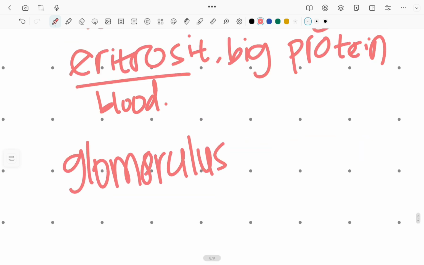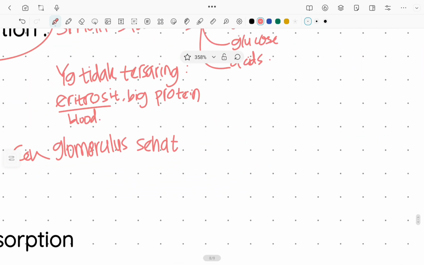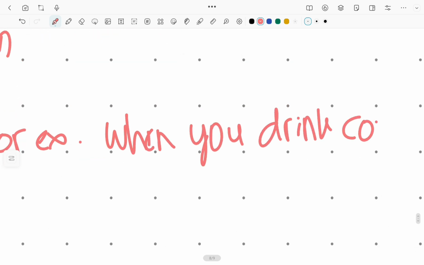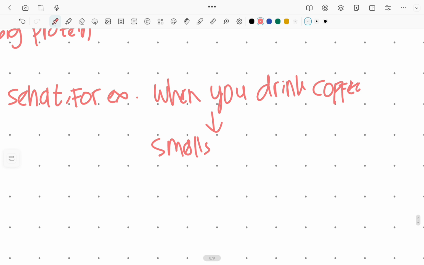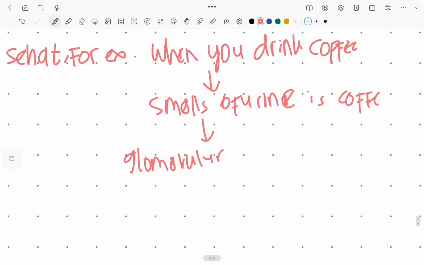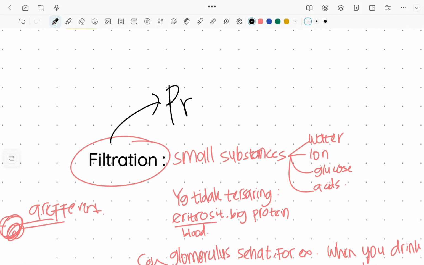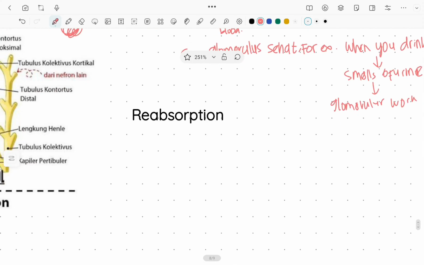If you want to check whether your glomerulus works normally or not, you can check when you drink coffee, and then see whether the urine still smells like the coffee, original coffee or not. And the result of this process is primary urine.